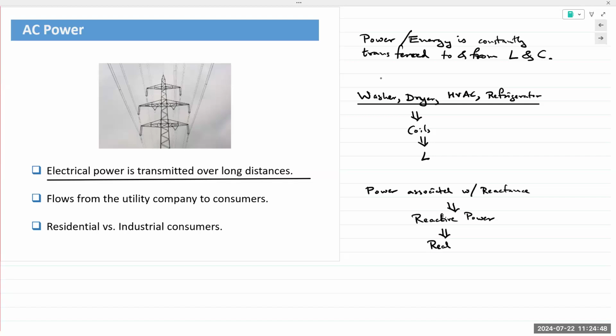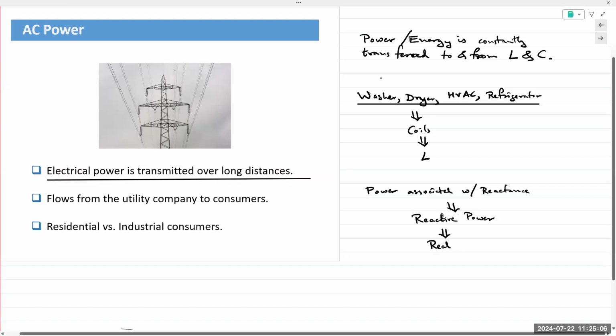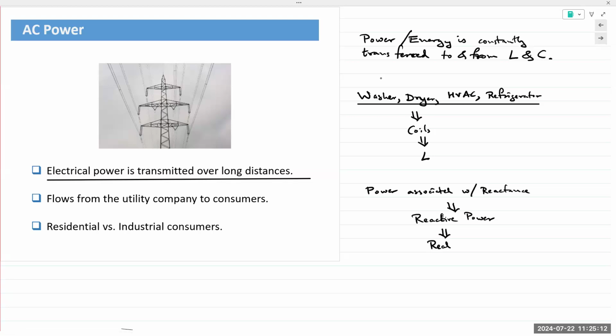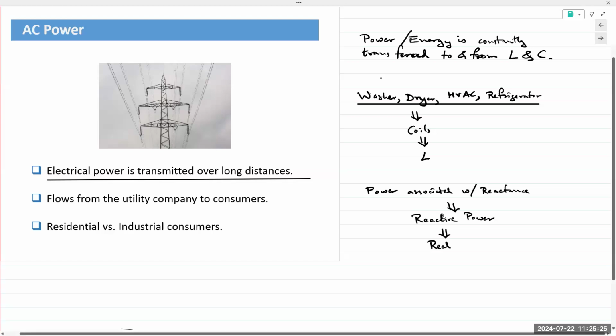Now, what does this have to do with what we are going to study in this chapter? Well, this reactive power, as I stated, does not do any work of converting the electrical energy to useful mechanical energy. Yet, the power supply company, the utility company, still has to send the voltage, the current, the energy that is associated with this reactive power. So for instance, if you have a washer connected at the consumer's end, that washer has an electric motor inside it. That electric motor has a coil, which is an inductance. It has a magnetic field.